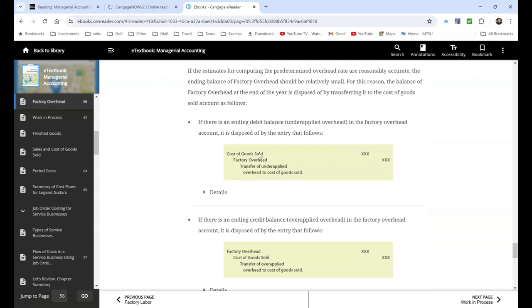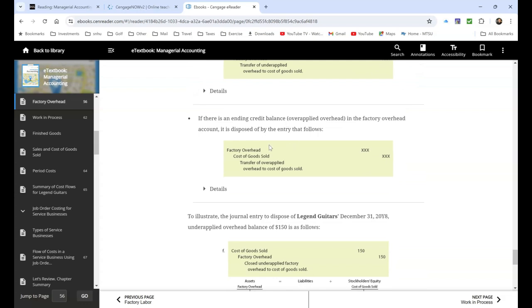So here you can see that this was underapplied. So you're going to debit cost of goods sold, credit factory overhead, and that should zero out the factory overhead account. And if you're underapplied, same thing.